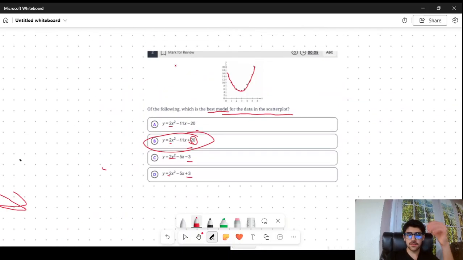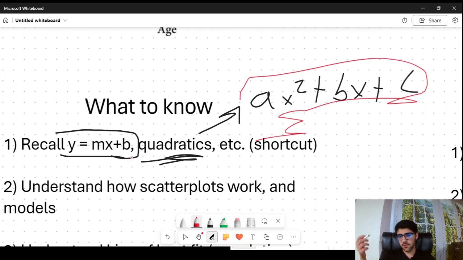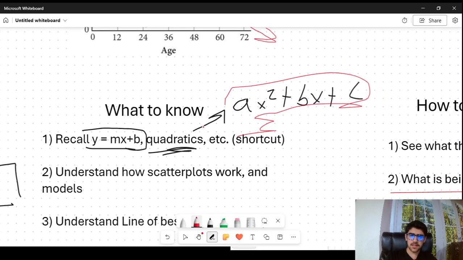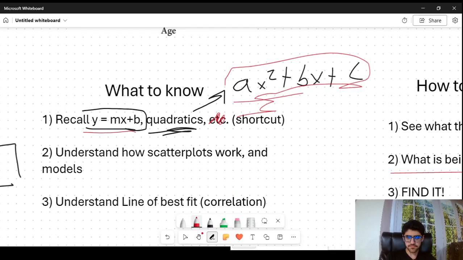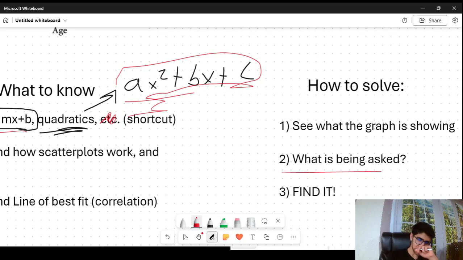So instead of trying to look at each one or graph each one, just knowing y equals mx plus b for linear equations, and ax squared plus bx plus c for quadratics, is a good shortcut that will help you. I did put etc., but actually the only things that will show up are this form and this form. Those are the only two. So that's all you need to know for this specific topic. So let's move on to how to solve these.